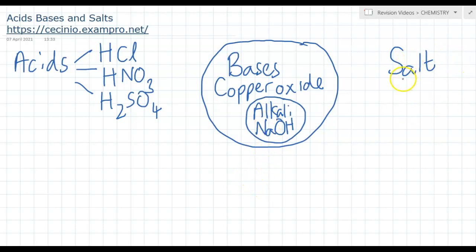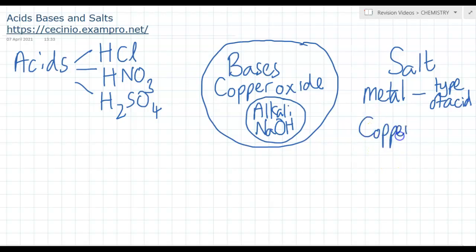A salt is a chemical that's made when an acid and a base react, and the name of the salt is always made up of a metal joined onto the part of the acid that isn't the hydrogen. So this name section depends on the type of acid. An example of a salt that you will have made is copper sulfate.